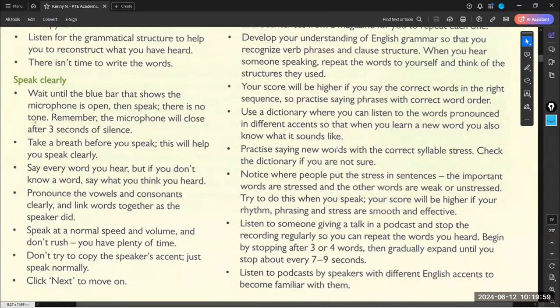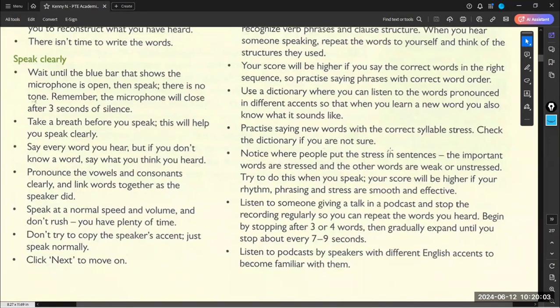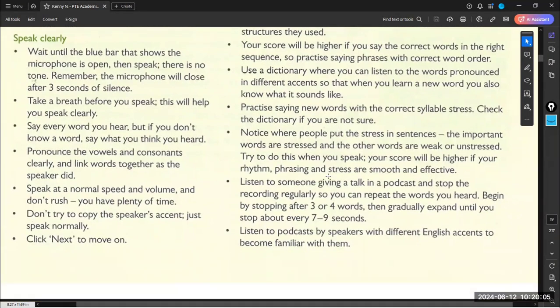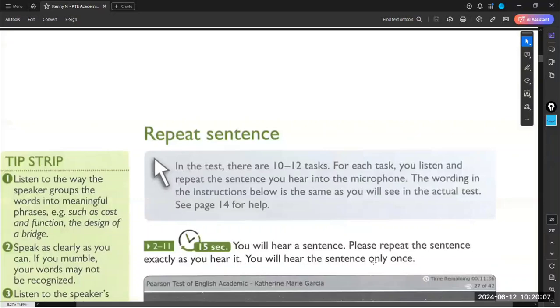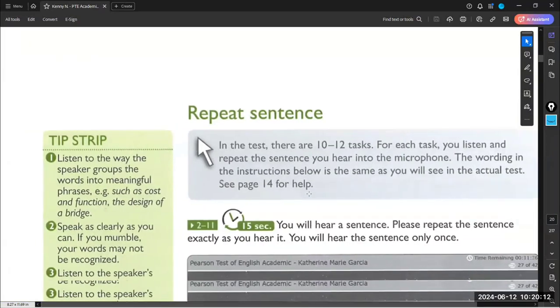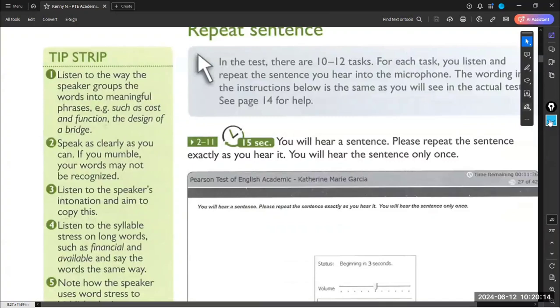Okay, let me check if I have something important. No, this is in reading. I'm going to explain this in reading. Okay, let me go to the tips and then it's the time to practice. And I want to check now your listening skill. Okay, so I have to listen to the way the speaker is using the words in meaningful phrases, because as I told you, nothing is said completely.